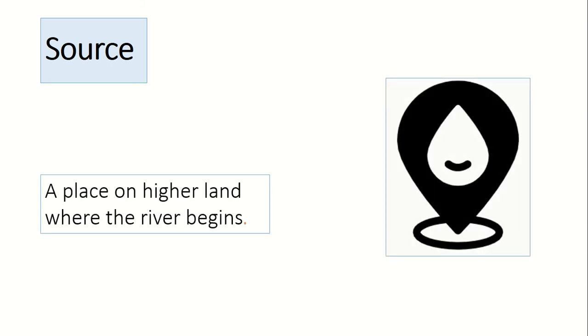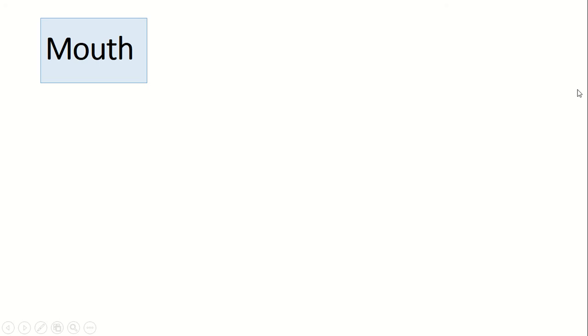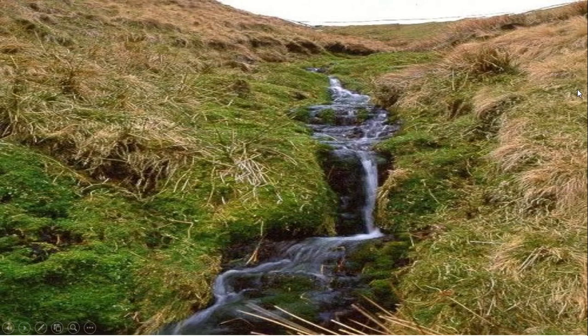And essentially, the source is where the river begins. It is the start of a river. All rivers have a source, and they tend to take place on high land. So, for example, the source of a river will usually be in a mountainous area. And when we're looking at the source, they tend to only look like very small streams. They don't look like the big, large rivers we see normally.